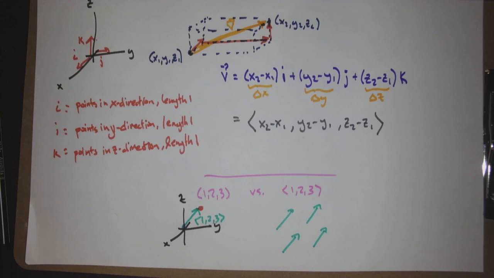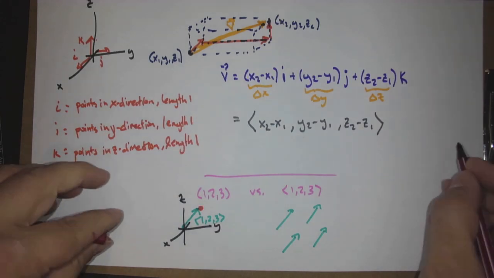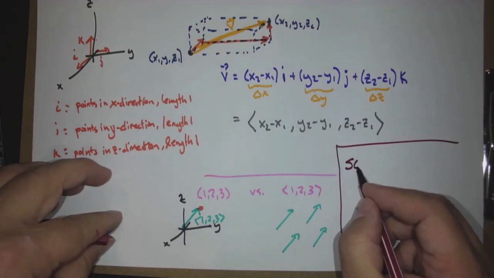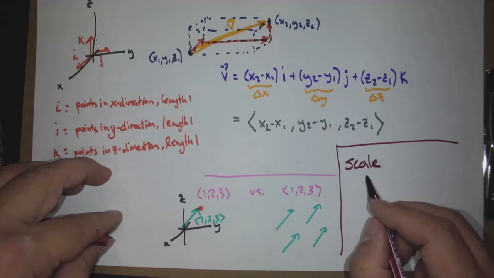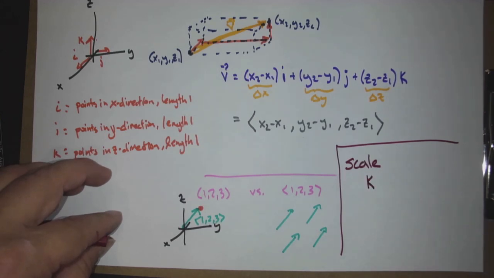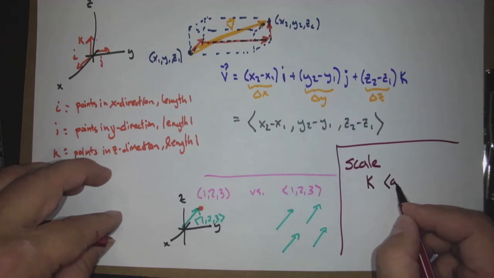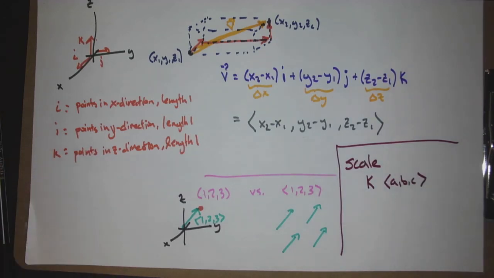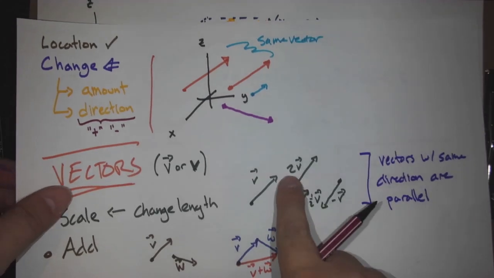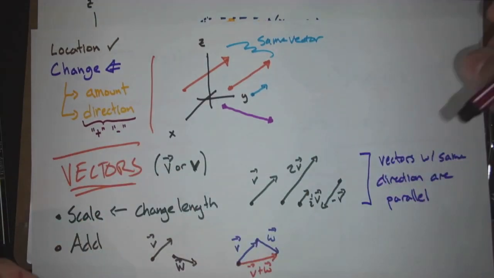All right, so what do we need to do? Well, we need to be able to do the same things we talked about before. So we mentioned scaling, and we mentioned adding. So let's first talk about scaling. How do you scale a vector? So in other words, I have a constant times the vector ⟨a, b, c⟩. So remember, scaling says you have a constant times the vector, and you're stretching it or shrinking it, possibly flipping it around.